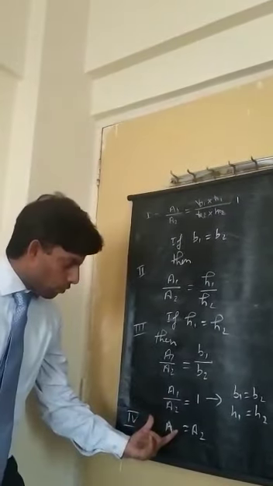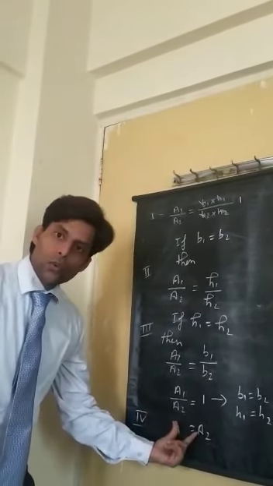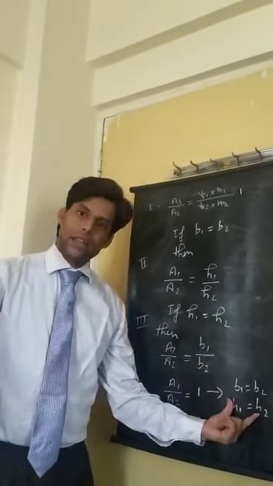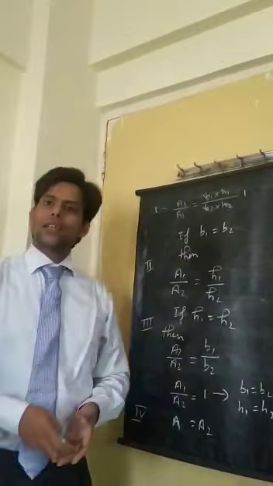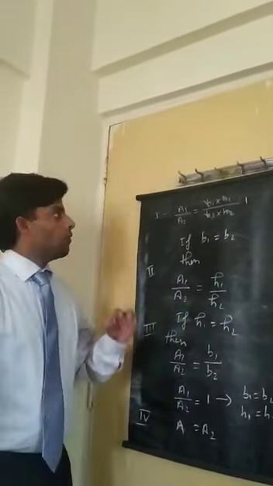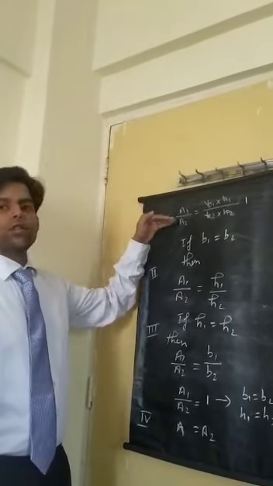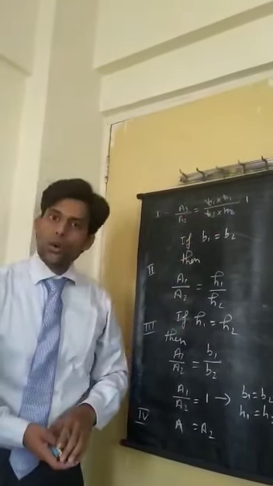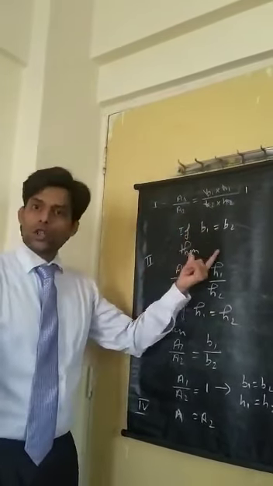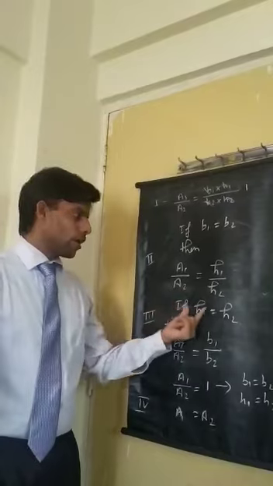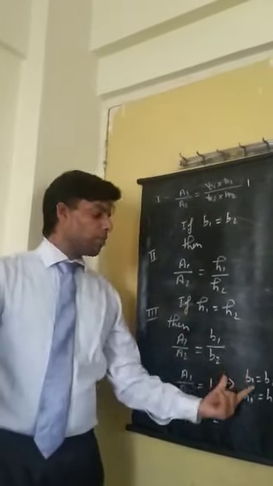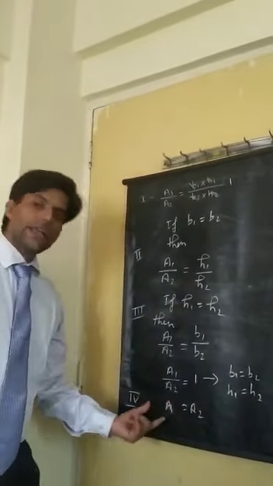So what we concluded from this is that the areas of two triangles are equal if both base and heights are equal. So let's quickly revise the formulas we have learned today for the properties of areas of two triangles. We learned the first property that A1 upon A2 is equal to B1 into H1 upon B2 into H2. If the bases are equal, then A1 upon A2 equals what? H1 upon H2. If the heights are equal, then A1 upon A2 equals what? B1 upon B2. And if both bases and heights are equal, then the areas are equal.